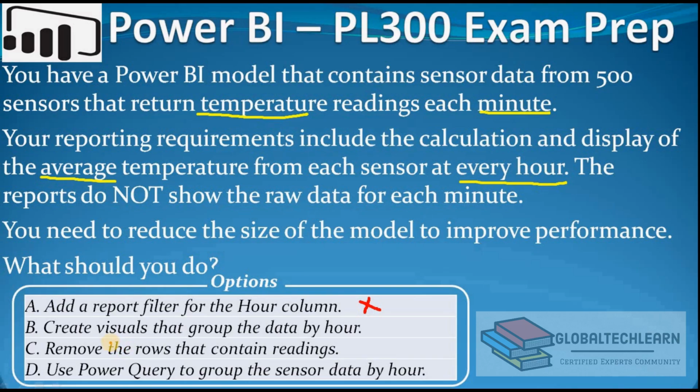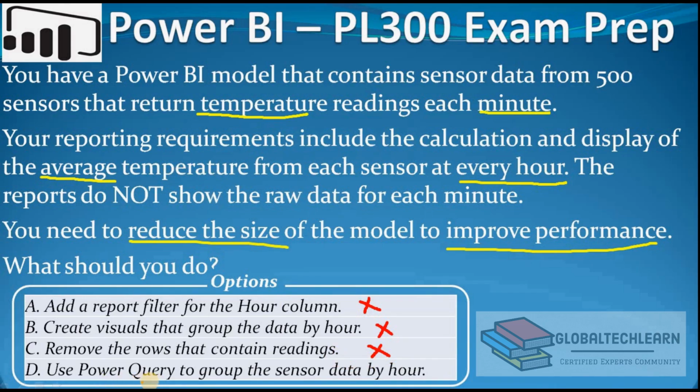The next option is create visuals that group the data by hour. This option will work to plot the analysis as we need to group the data by hour level to achieve the average, but this will not achieve the second requirement, that is, improve the performance by reducing the model size. So this option we can also ignore. The third option is remove the rows that contain readings. This option will also not work as we need the temperature readings to calculate the average.